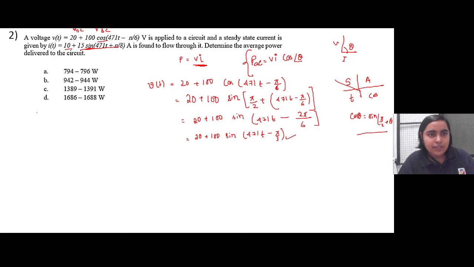And the current equation is given as I of t as 10 plus 15 sine of 471t plus pi by 8, right? Sorry, of course this will be plus because this will be 3 minus 1, right? 3 minus 1, 2. So yeah, this is plus.